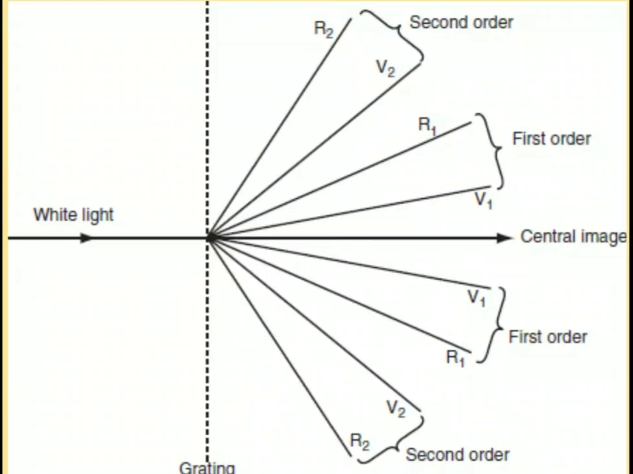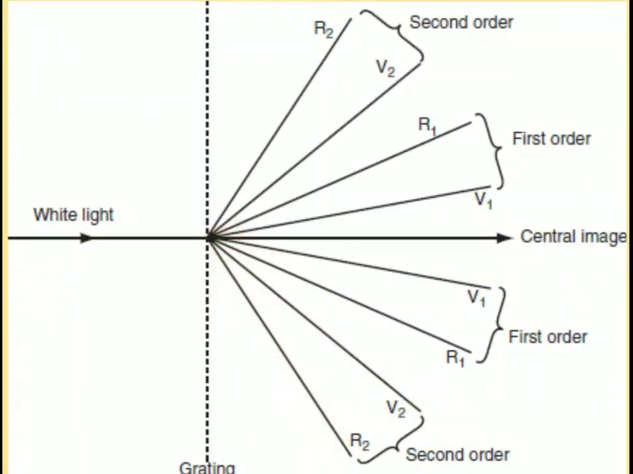In the same way, on the other side of the central maxima, here also there exist spectrums, first order spectrum and second order spectrum. The spectrum colors are generally from violet to red. Here this is the first order spectrum we observed on both sides of the central maxima, and this is the second order spectrum on both sides of the central image.